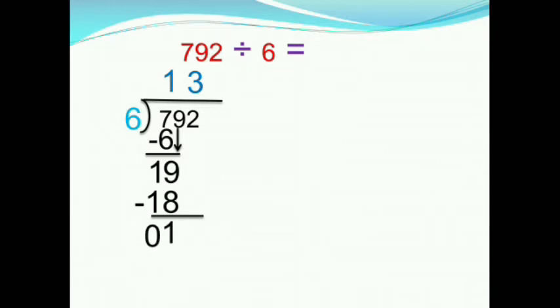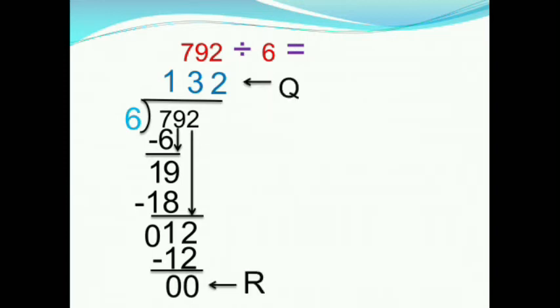Next we should take third digit, that is 2, and write here. It becomes 12. In 6 tables, 12 will come. Yes, 6 twos are 12. Write 2 in quotient place and write 12 below 12 and subtract it. 12 minus 12 equals 0. Now we got quotient as 132 and remainder is 0. Therefore, 792 divided by 6 equals 132.